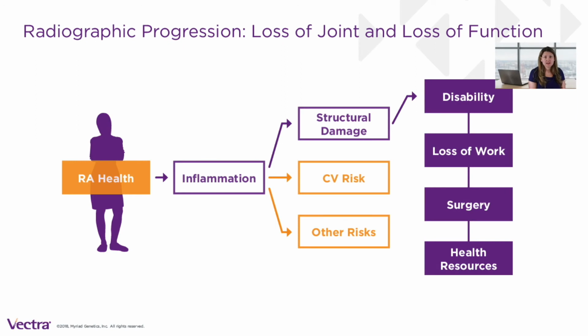Radiographic progression is defined as loss of joints and loss of function. Inflammation can lead to structural damage and increased risk of cardiovascular disease and other comorbidities, which can lead to loss of function and disability. As I tell patients, you're not going to die of joint damage, but you will die from heart disease. However, joint damage and loss will severely affect your functionality and quality of life.